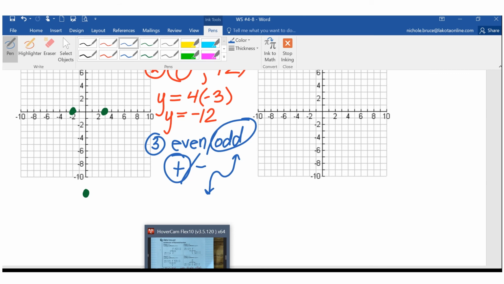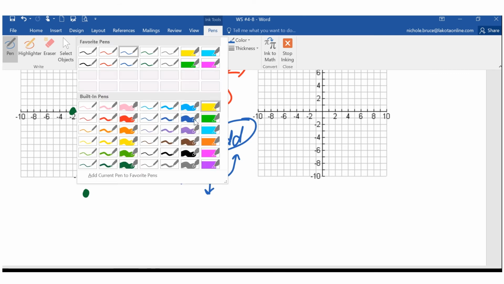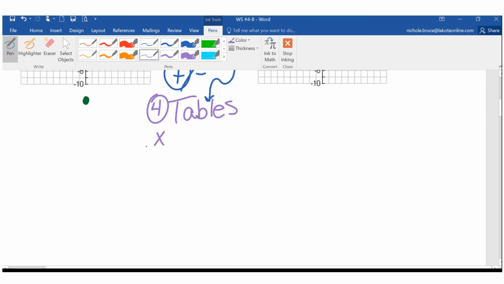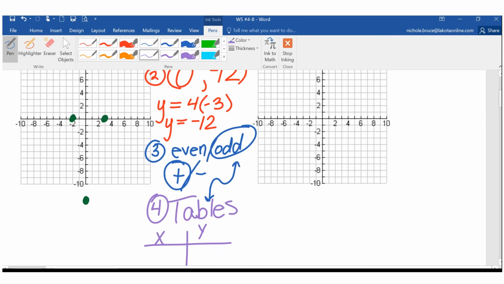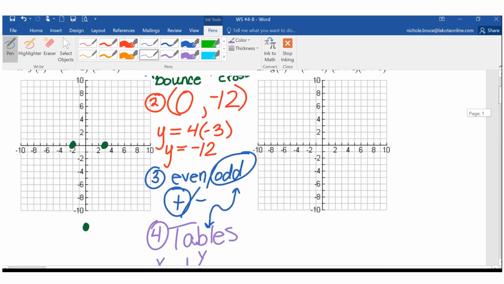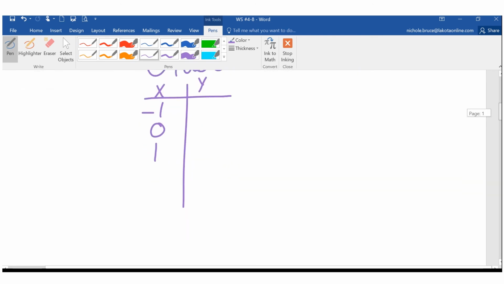Last part. Table of values. What values or x values are between our roots? So let's take a look at our x-intercepts. What numbers are between my 2 points there? Good. -1, 0, 1. What did I miss? And 2. Thank you very much. Awesome.